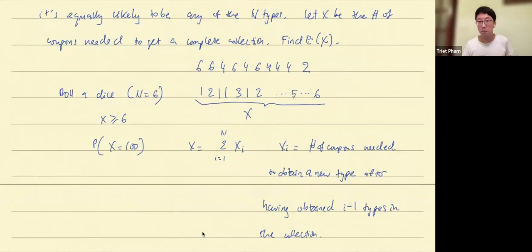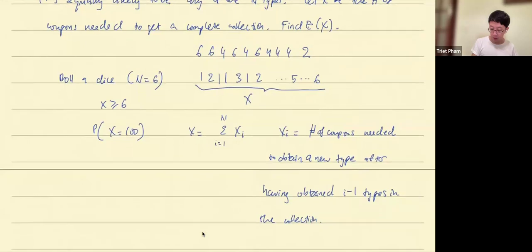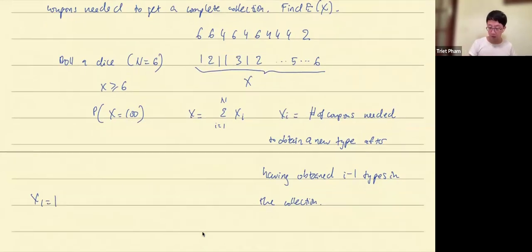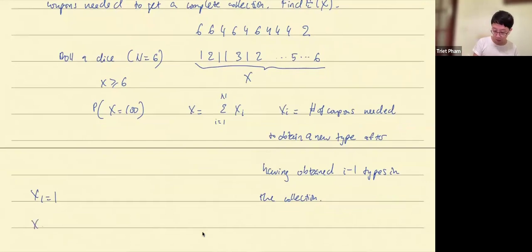Do you understand? Right. So x1 is the number of coupons needed to obtain a new type after you have no type in the collection. So therefore, for example, x1 is 1. But x2, right, will be a proper random variable. What is x2? What kind of distribution is x2?